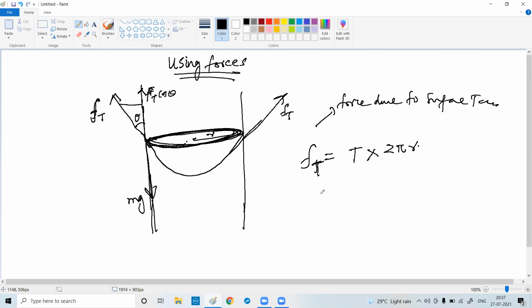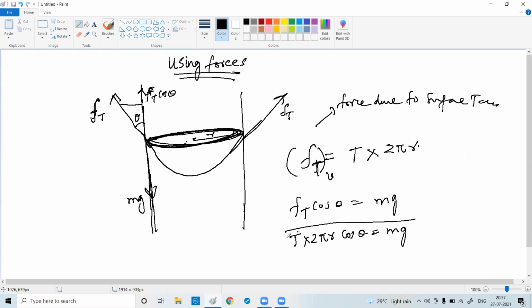Okay. Now, we have to equate the forces. Your FT cos theta, that means the vertical component of the FT, should be equal to the weight of the liquid. Yes or no? So can I say T into 2 pi r cos theta is equal to mg? Yes or no?